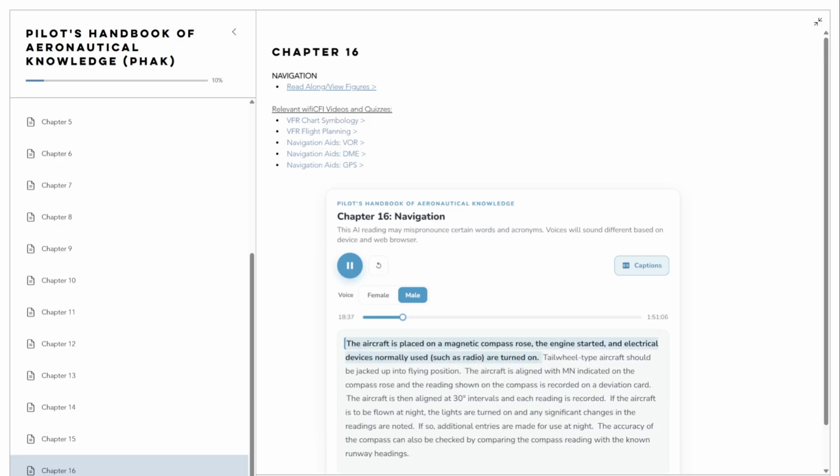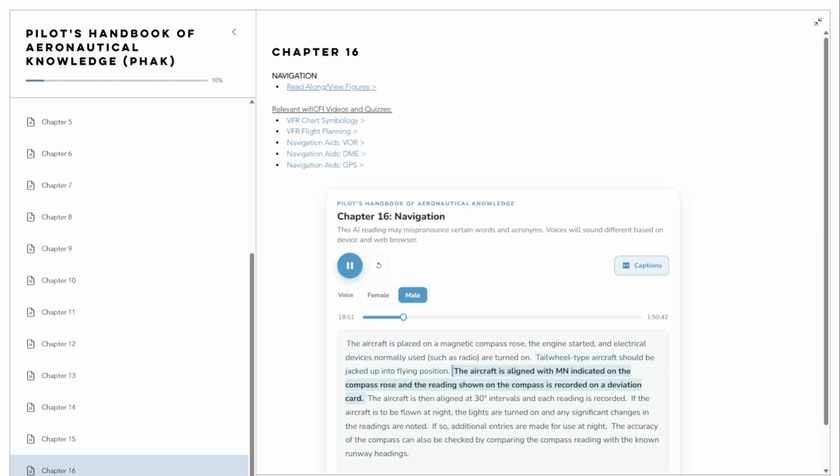The aircraft is placed on a magnetic compass rose, the engine started, and electrical devices normally used, such as radio, are turned on. Tailwheel type aircraft should be jacked up into flying position. The aircraft is aligned with MN indicated on the compass rose, and the reading shown on the compass is recorded on a deviation card. The aircraft is then aligned at 30 degree intervals, and each reading is recorded.